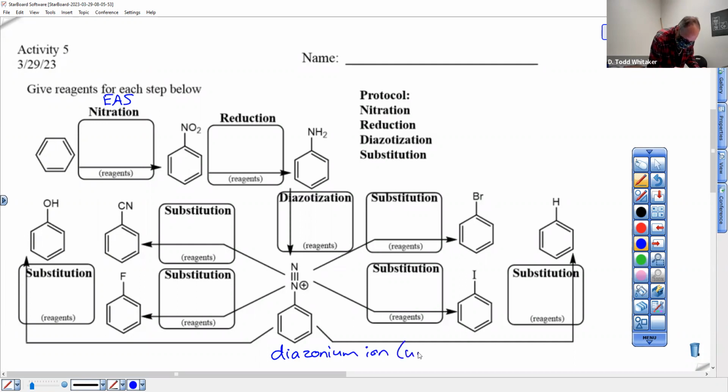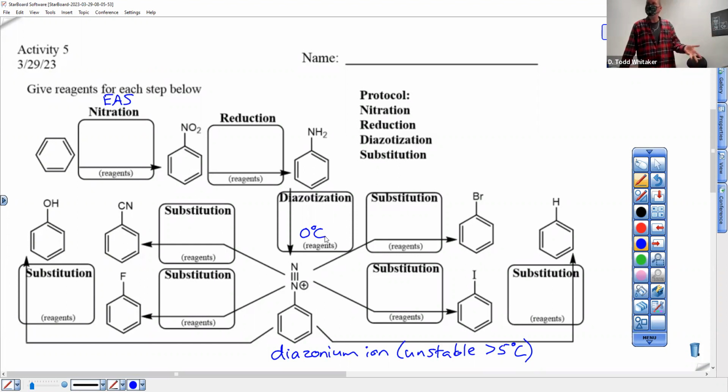Diazonium ion is unstable if it's warmed up to greater than 5 degrees Celsius. Oh, wow. Okay, good to know. Watch out. So when you make it, you better make sure it's cold. And the easiest temperature to maintain that's cold is 0 degrees Celsius. You surround your reaction with an ice bath. Easy to do.